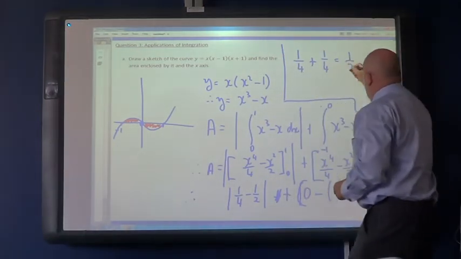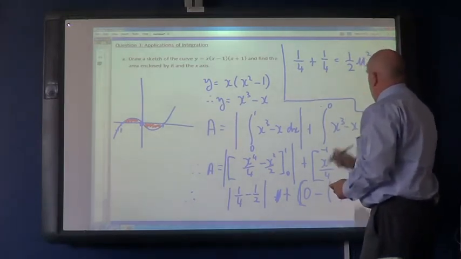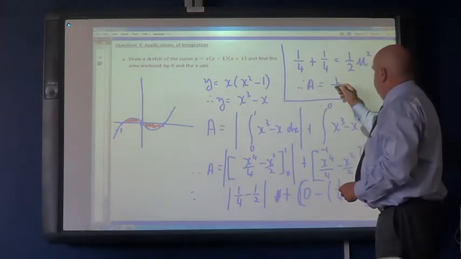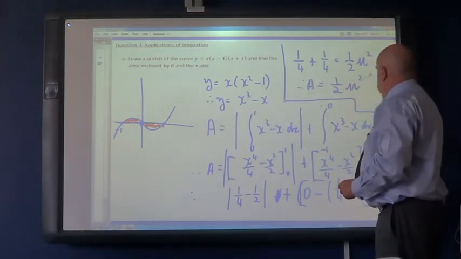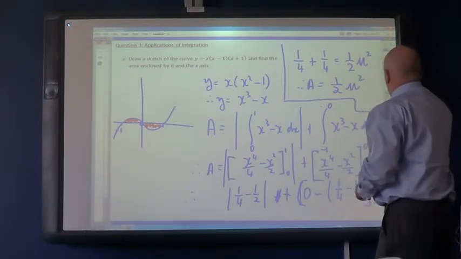Okay, and that will equal a half, but that's not good enough. I need to indicate that we are dealing with squared units. Therefore, area equals a half of a square unit. Okay, looking at our next example.